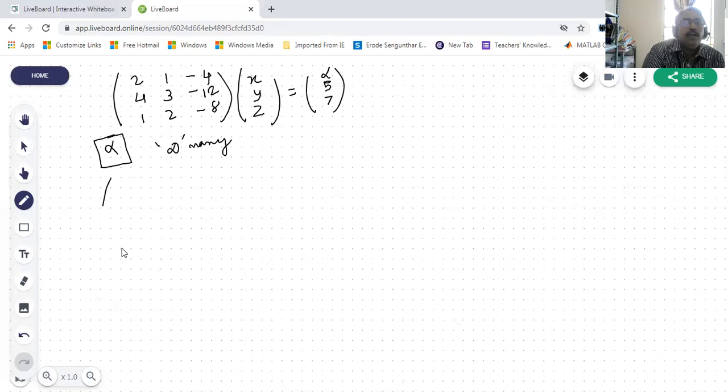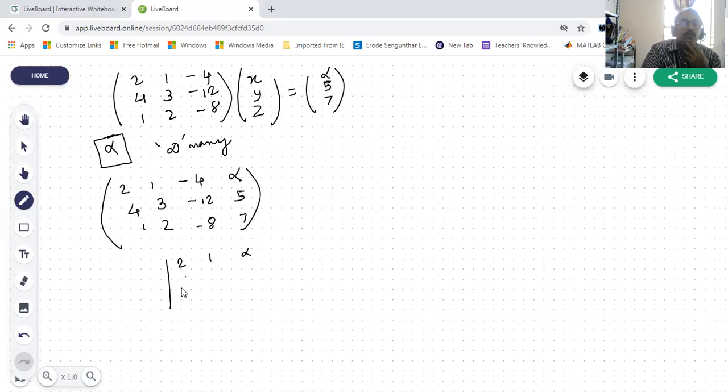Okay, for this you write the augmented form: 2 1 -4 alpha, 4 3 -12 5, and 1 2 -8 7. You write it like this in an augmented form, right? Infinite solution exists when the determinant becomes 0. So you take that matrix and find its determinant equal to 0. You solve this.